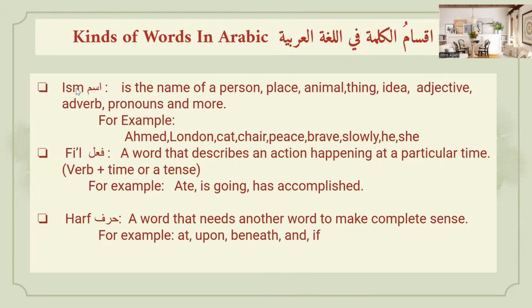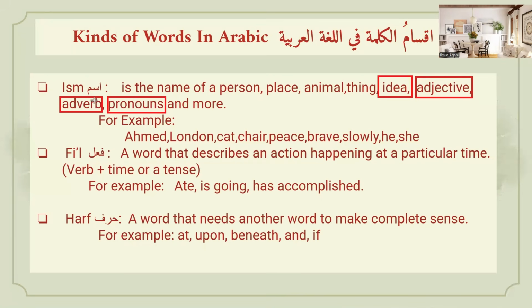An ism is the name of a person, place, animal, or thing. And in Arabic, the ism also includes any idea. So any idea or even an adjective is an ism in Arabic. When you say I was walking slowly, or something happened quickly, slowly and quickly are adverbs in English. But in Arabic, an adverb is also an ism. An adverb is the detail about an action. And there are pronouns: he, she, it, you, I, they, we. These pronouns are also called ism in Arabic.